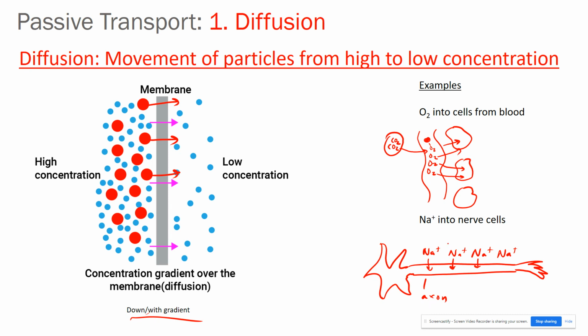And so what our body does, what our brain cells do, is they concentrate them on the outside, so there's a high concentration. So when it comes time, when they get a signal from the last brain cell, these things can just zoom in there, and that helps to send the signal in our brain. So that's another example of diffusion. I want you to know some of these. These are actual, real biological examples.